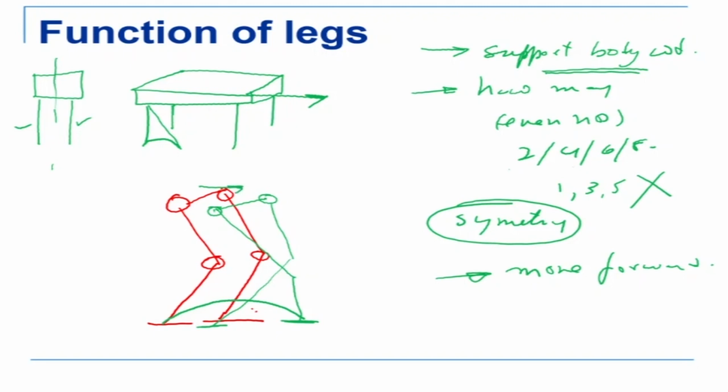That basically means that you move one of the legs forward or 2 of the legs forward, and as a consequence the body goes forward by some distance. This is how the body moves forward. So the function of legs is to support the body weight. How many legs? 2, 4, 6, 8, because of symmetry. And then the whole objective is to move the body forward.